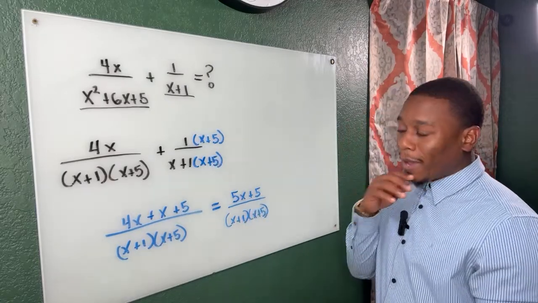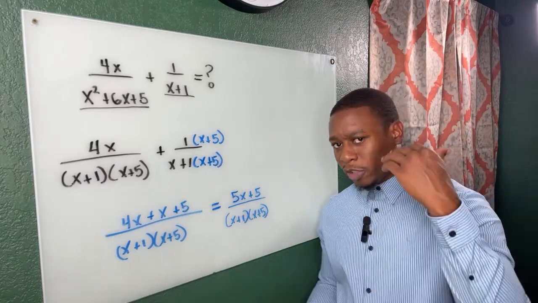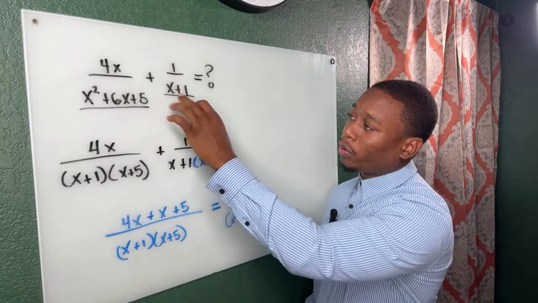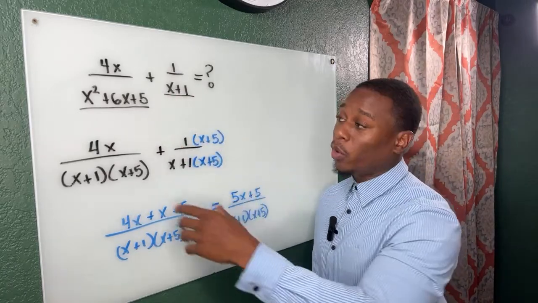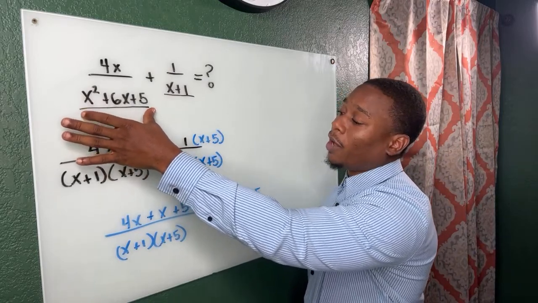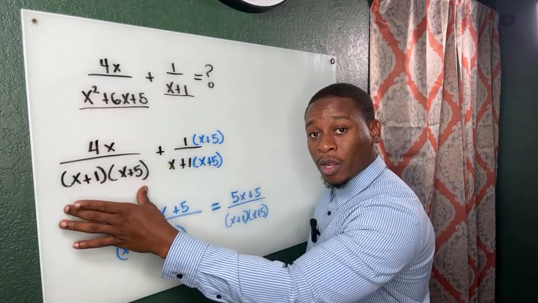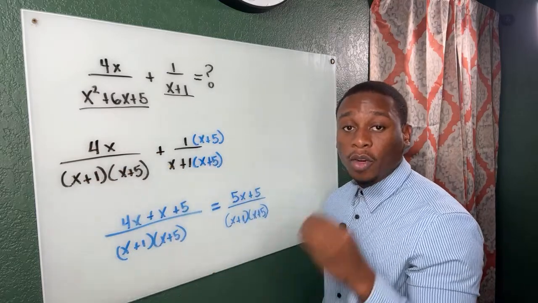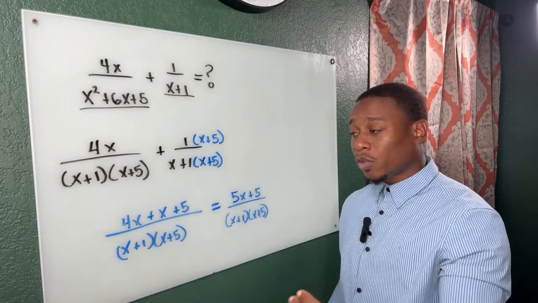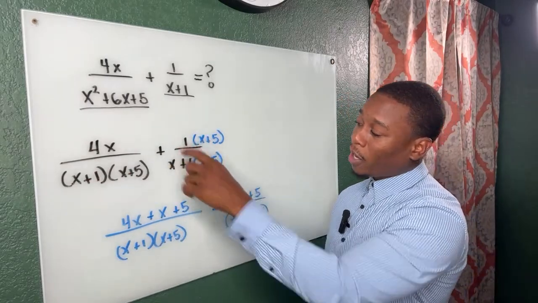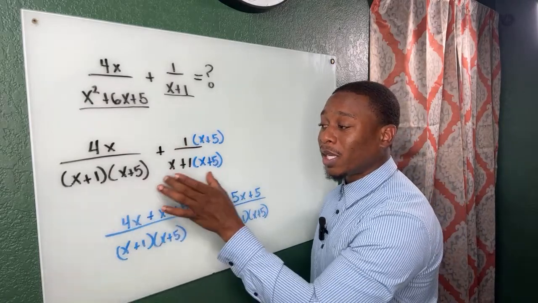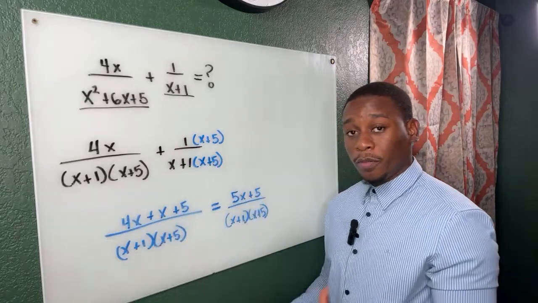So before we go forward, let's backtrack some. When we look at step number one, we looked at our denominators, right? We noticed that we had to factor x squared plus 6x plus 5. After we factored it, we noticed that the denominator we need is x plus 1 times x plus 5. So as a result, we went to the second fraction and multiplied it by x plus 5 so that now we have the same denominator in both fractions.